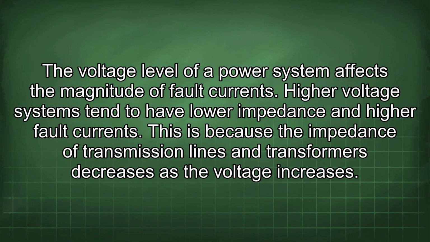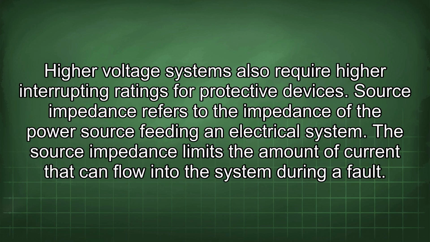The voltage level of a power system affects the magnitude of fault currents. Higher voltage systems tend to have lower impedance and higher fault currents. This is because the impedance of transmission lines and transformers decreases as the voltage increases. Higher voltage systems also require higher interrupting ratings for protective devices.